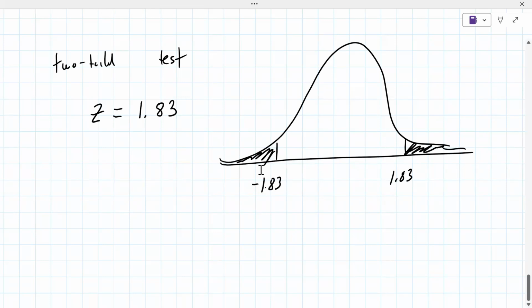So find minus 1.83. And then double it. Yes, and this time the alpha is 0.05, we'll say. So what was it again? Negative 1.83. And then just multiply it by 2.